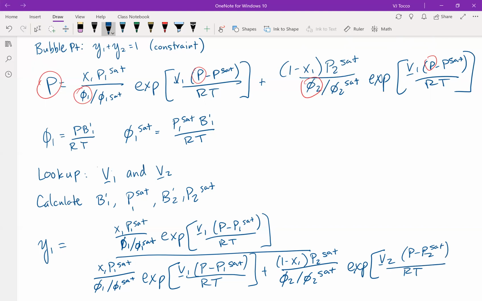over RT. All right, so this is how you would solve for the unknown variables, P and y, given your range of x's. And then when you're finished with that, you can simply plot P versus x and P versus y, and you have a Pxy diagram.